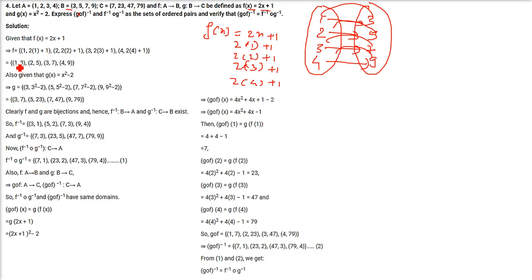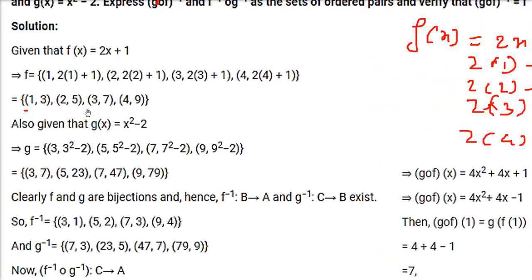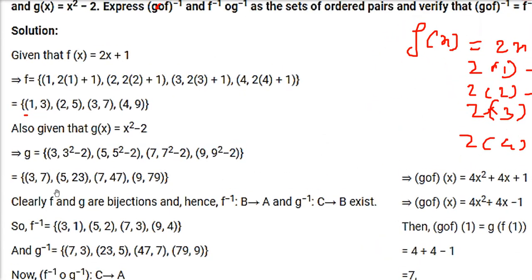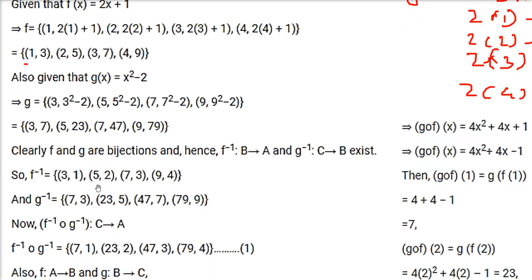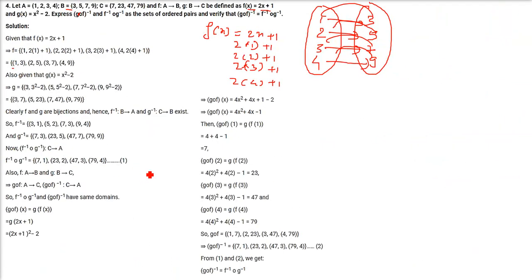So this is f. Let me expand it and show you how you are going to write. This is f inverse: (1, 3) will become (3, 1), (2, 5) will become (5, 2), (3, 7) will become (7, 3), and (4, 9) will become (9, 4). This is the same way we are going to find the g inverse. Now we are going to deal with B and C.